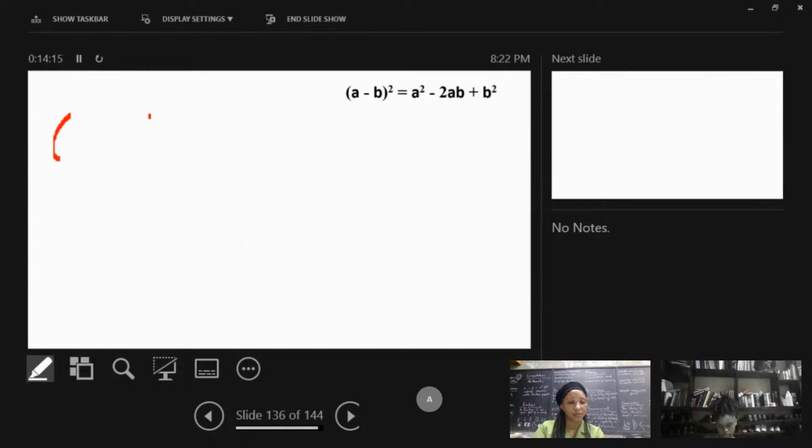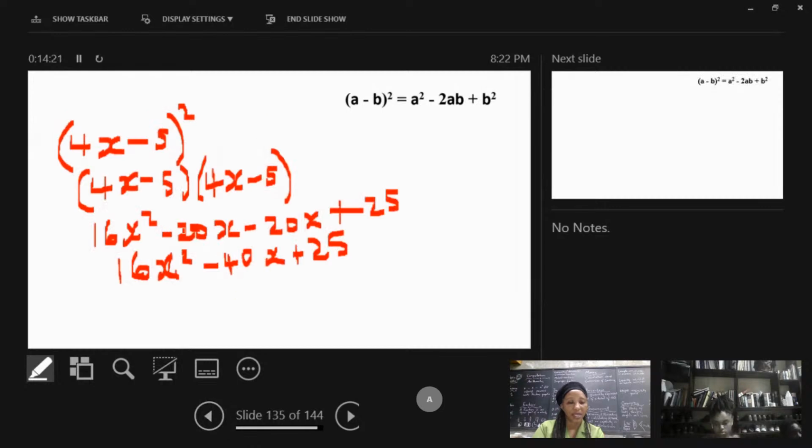Miss, how do you get negative 40x, Miss, when you're explaining with the formulas? Negative 20x minus 20x. Yes, Miss. The middle term should be negative 2 times the first term times the second term. Okay, Miss. So that's how we get it. Right, so 2 times 4 is 8, 8 times 5 is 40. Right, so that's how we get the minus 40.